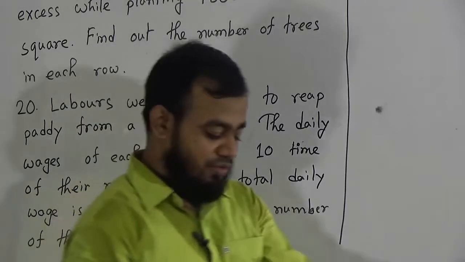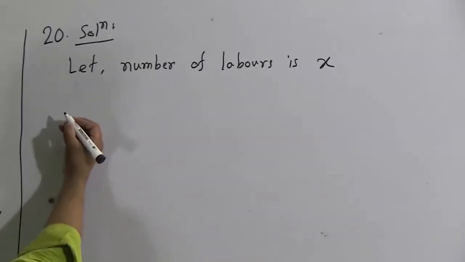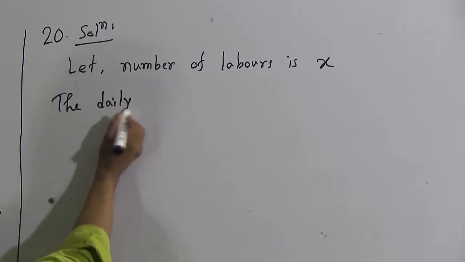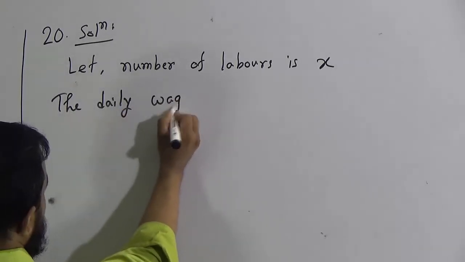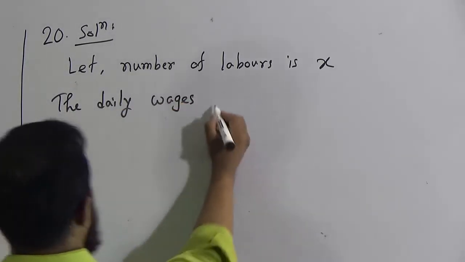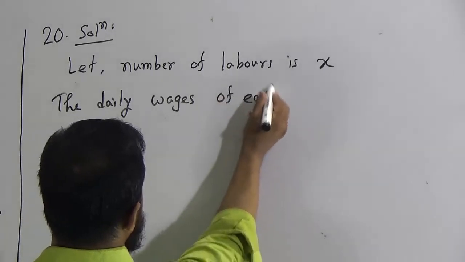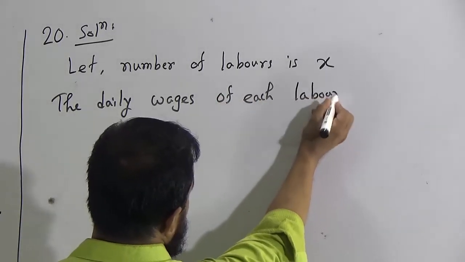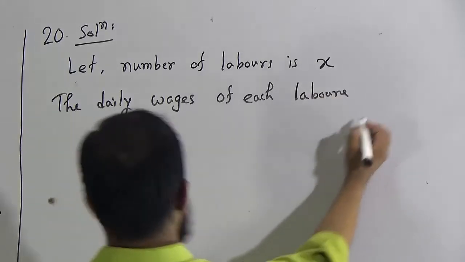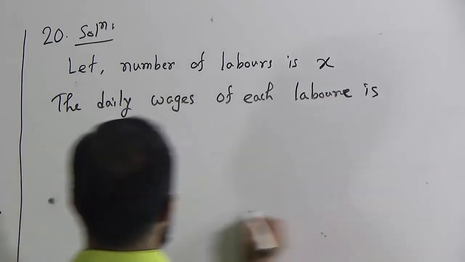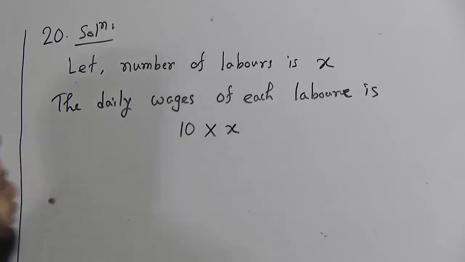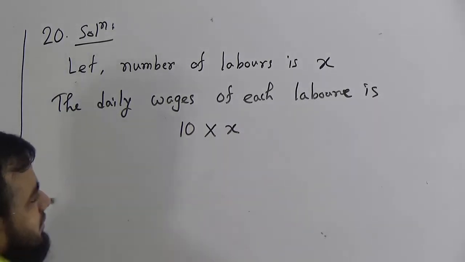Okay. So write down from the question that the daily wages of each labor is 10 times the number of labors, 10 times x.